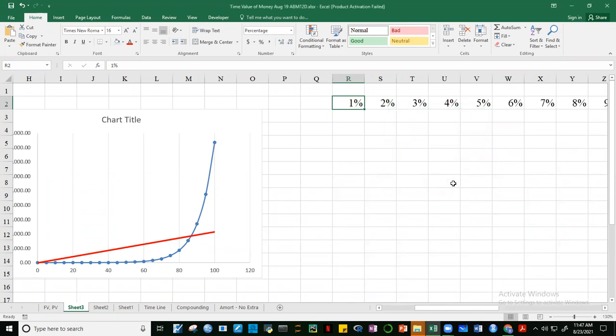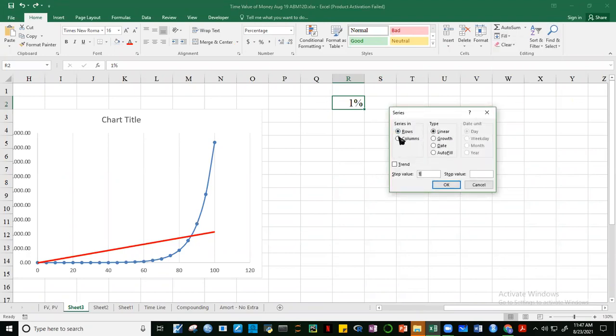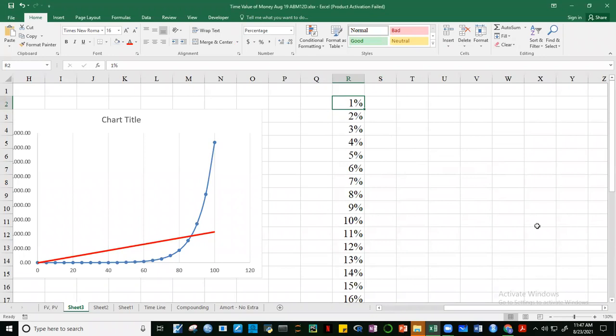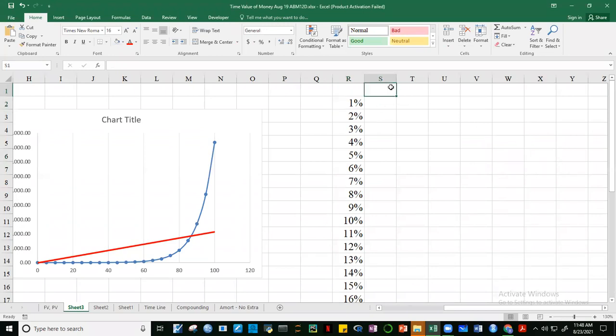Uy, sorry. Mali. Dapat naka-fill, series. Nakalimutan ko to. Dapat naka-column. So, increment of 1%. Ibig sabihin, magdadagdag siya ng 1%, 1%. Starting with 1%. Stop value, gawin natin 30%. Okay. So, there guys, mabilis, no? Hanggang 30% na siya. Up to 30%, and then let's use the rule of 72.